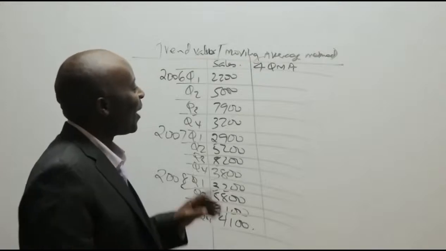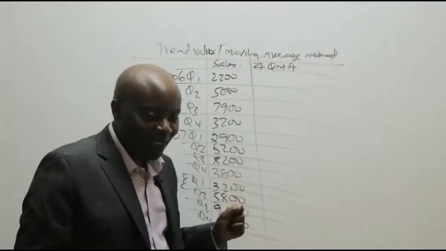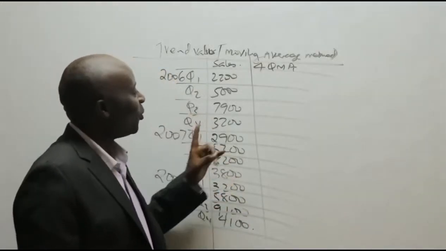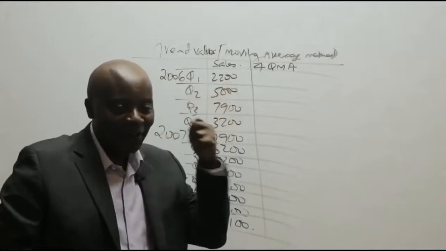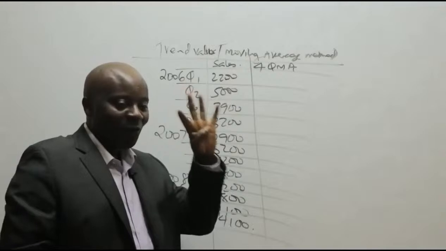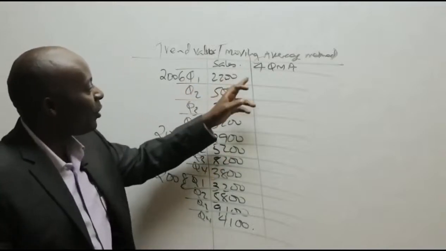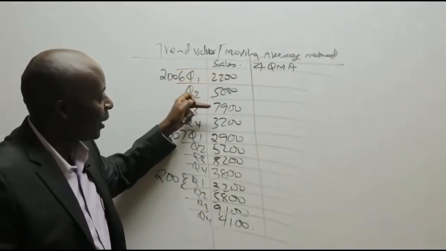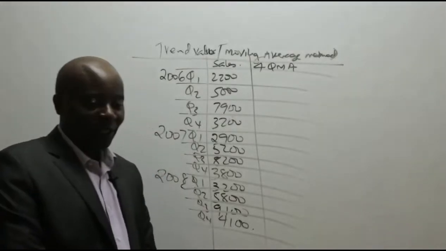Haya, sasa asante sana. Tumesema 4-quarter moving. Meaning that, ladies and gentlemen, what we need to do is to add 4 figures at a time. We add how many figures at a time? 4 figures. So unachukua 4y because of 4-quarter moving. So 2,200 plus 5,000 plus 7,900 plus 200. Could you kindly give me the total?